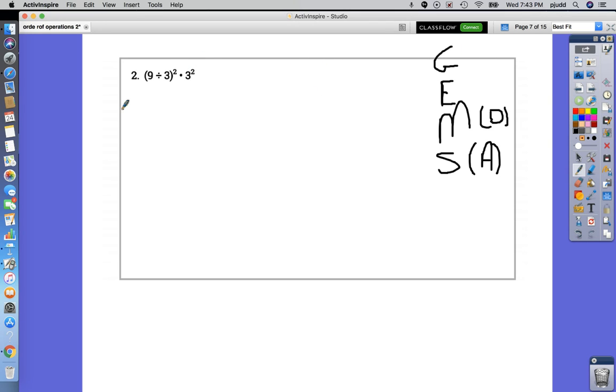So I do have groupings right here. 9 divided by 3 is 3. I can clear the parentheses here, but I'm going to bring down my exponent. 3 to the second power times 3 to the second power. Well, I took care of my groupings. Now I'm going to do my exponents. And B's, get ready to tell A's what 3 to the second power is.